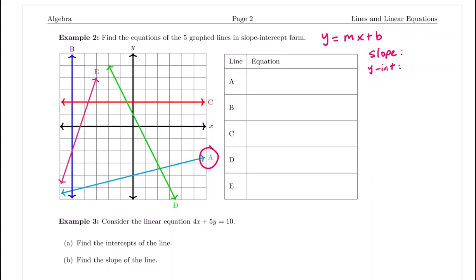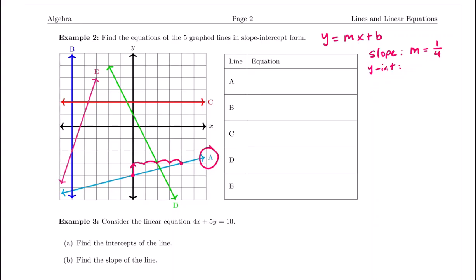The way that we figure out the slope is identify two ordered pairs on our line. And I like to pick ones that are easy that go through grid lines. So there's one here and there's another one here. And in order to get from one ordered pair to another, I go up 1 unit and then over 1, 2, 3, 4 units, which tells me that my slope is m equals 1 over 4.